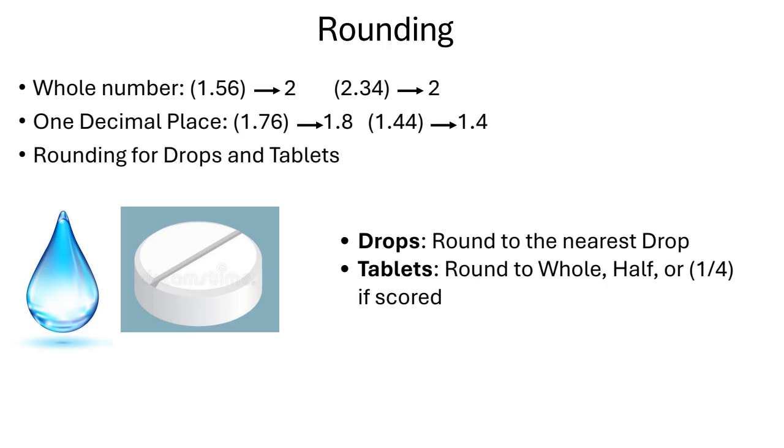But in real life, you're not going to be able to do that. So when you have drops, you're always going to round to the nearest drop. You're not going to have half a drop or a quarter of a drop. You cannot. So always with drops, round to the nearest drop. Regarding tablets, you round to whole, half, or one quarter. Why? Because many tablets are going to be scored, including the ones you buy over the counter. You can just cut that tablet and take half of it. That's your dosage.